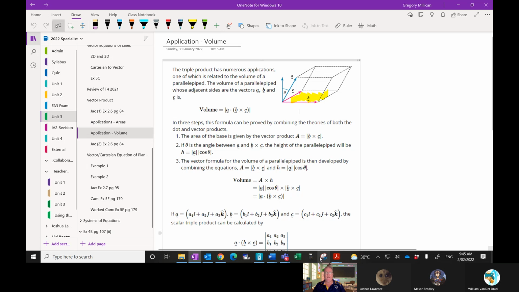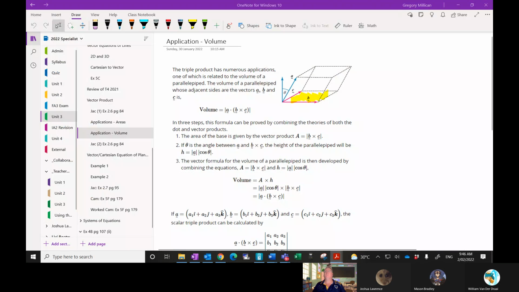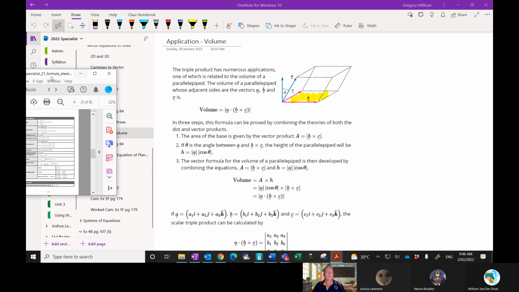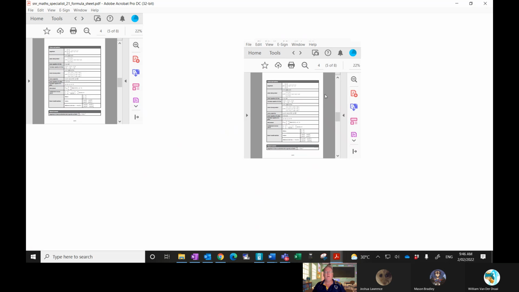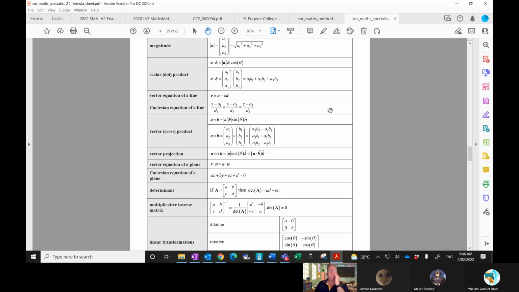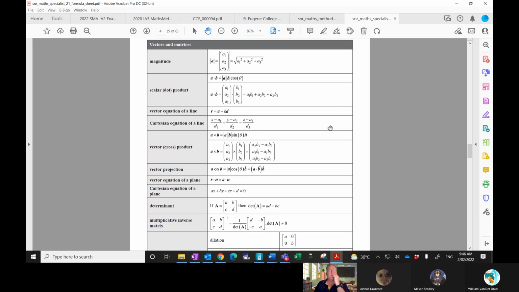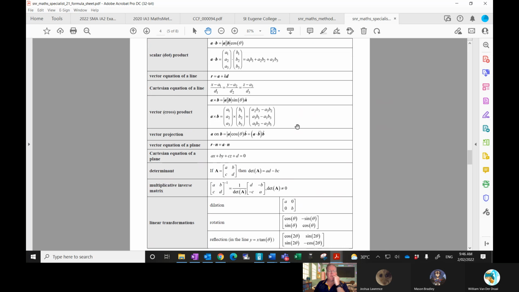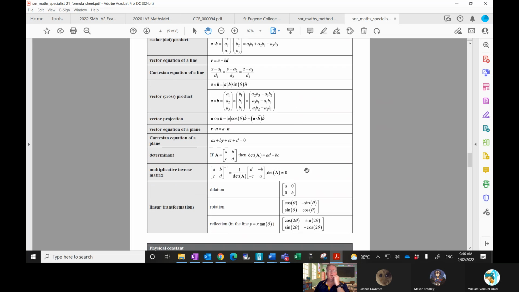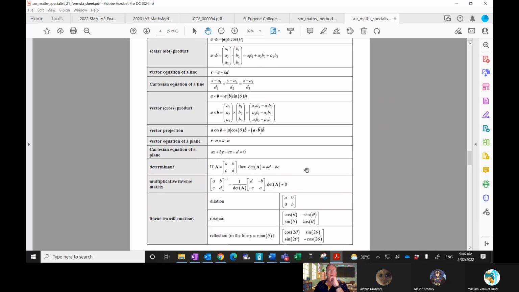So just as a by the by, let me pull this in. Some of the concepts that we are talking about. Goodness me, my computer's a bit slow today. If we look at our formula sheet, we can see that we've got some formulas that we've been discussing. The scalar triple product is not on here, as neither is the area formula.